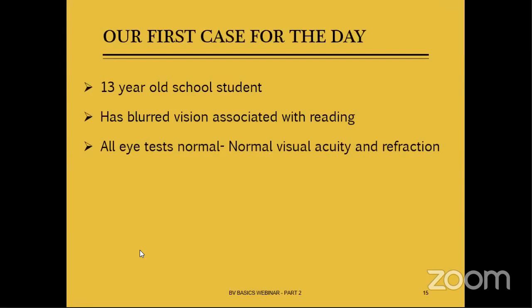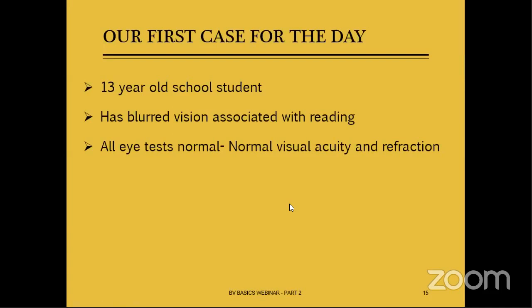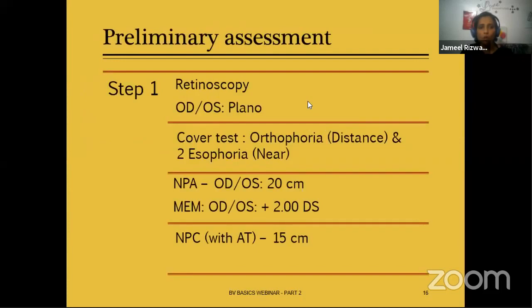We did see this 13-year-old school student who had blurred vision associated with reading, and the child had undergone all eye examination, visual acuity normal, refraction normal, so nothing very significant for this patient. So you move ahead and start your preliminary assessment, and in the preliminary assessment, this is what comes up.